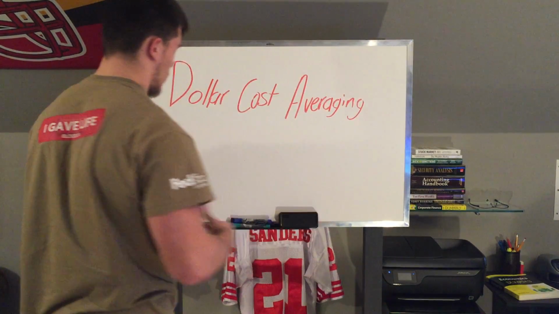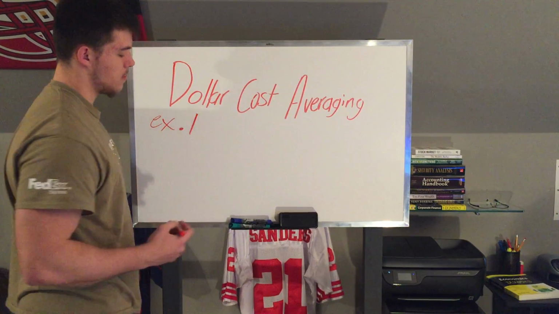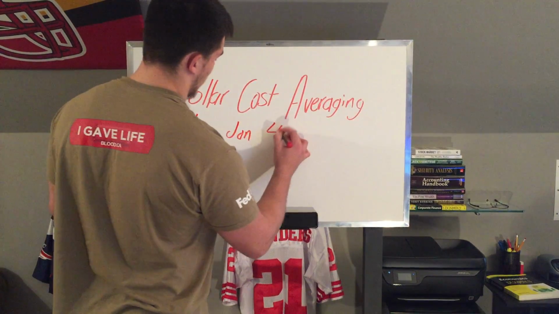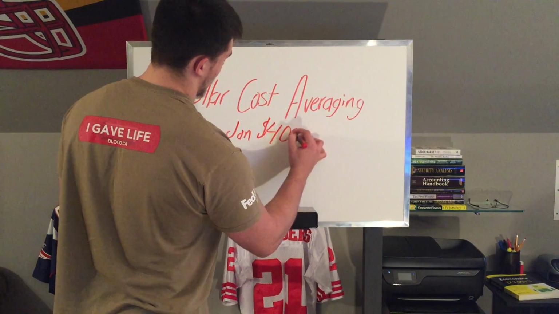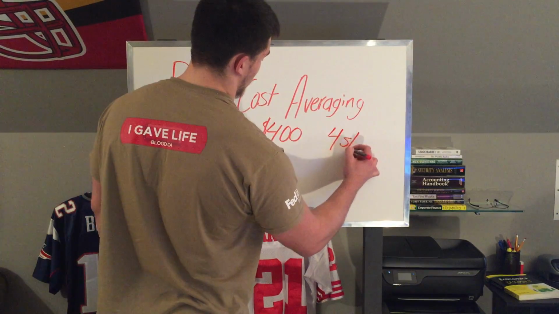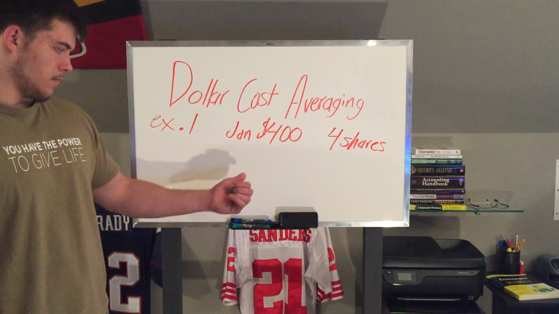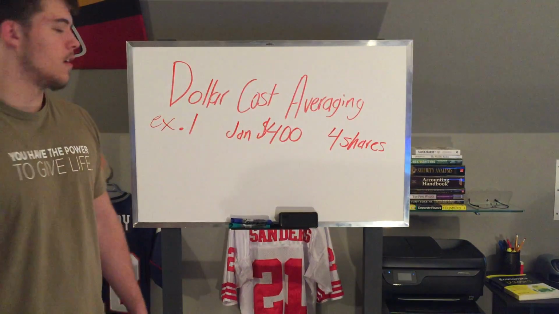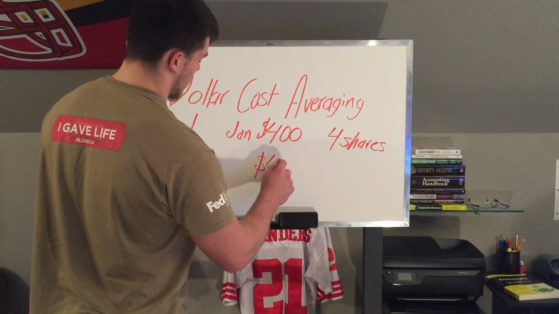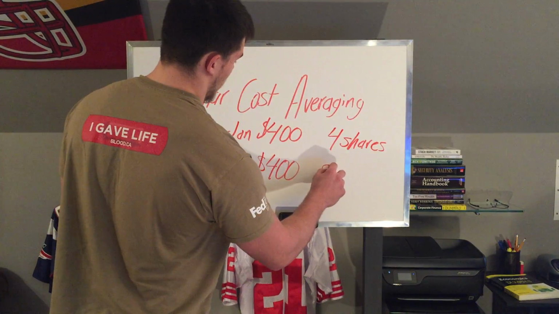Example number one. I'm going to keep it really simple. Say the first month, January, you put in $400, and say the fund was $100. So you got 4 shares, right? Now let's say in February, it's probably not going to happen with funds, but let's just say you put in $400 again, but this time the fund was $50. So you got 8 shares.